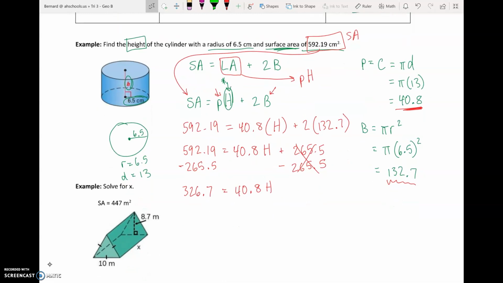And now the last step, again, we want to get h, the height, by itself, right? So we got to divide both sides by 40.8. And that'll leave us with h over here. And h will be whatever 326.7 divided by 40.8 is. And it actually ends up being roughly exactly 8 centimeters. And so that's our answer.